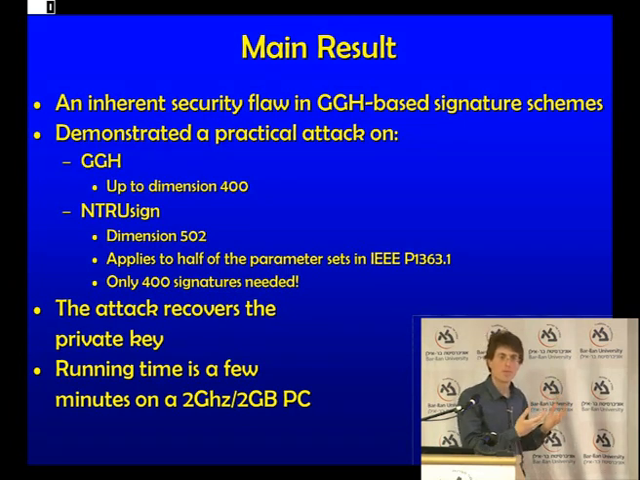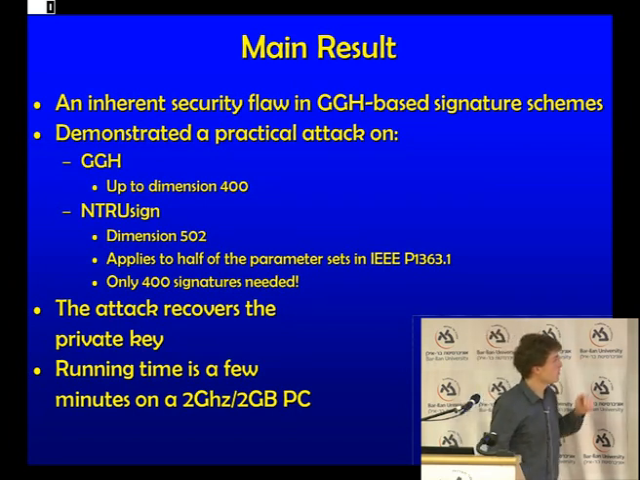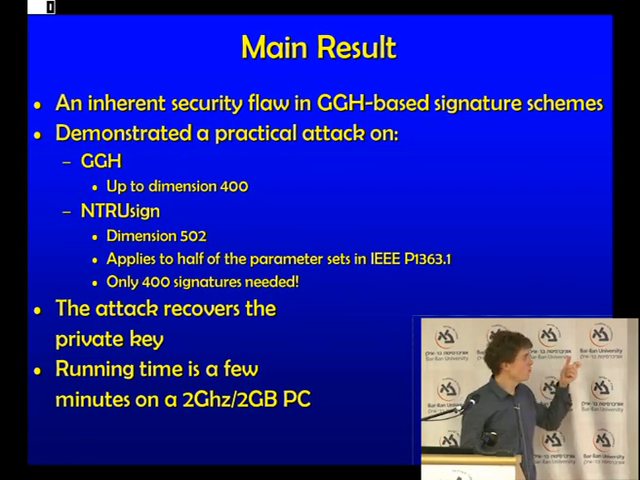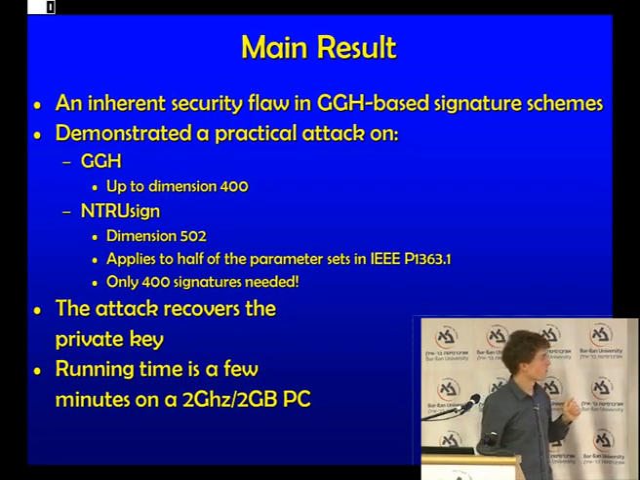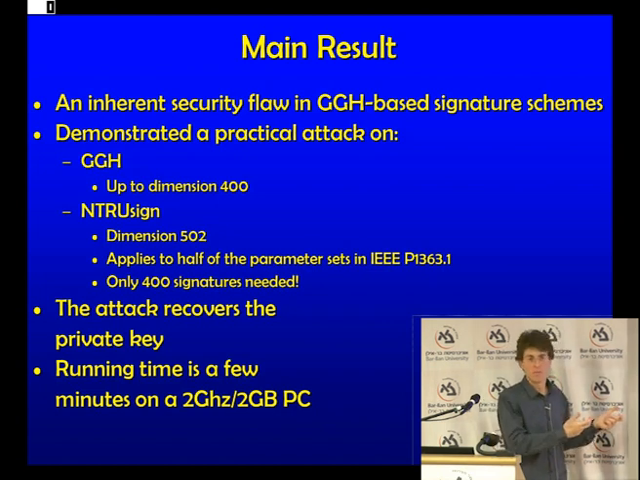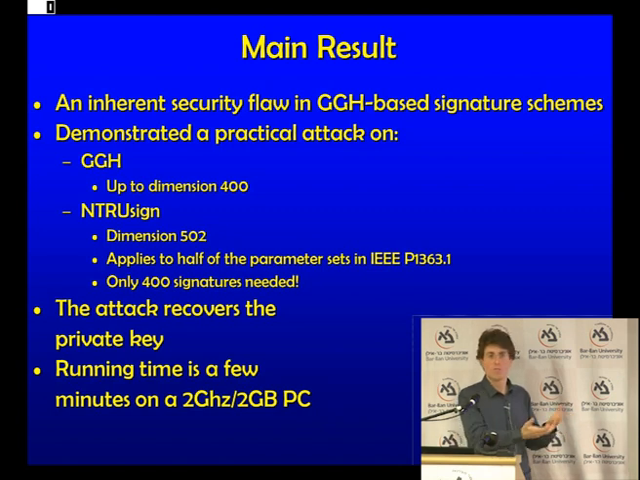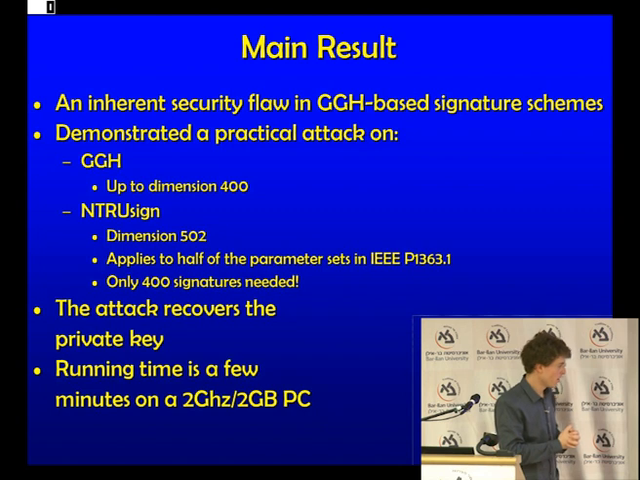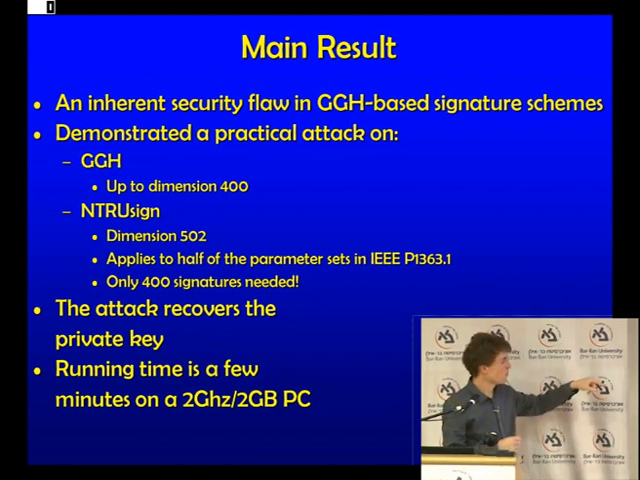But it mainly serves, again, to show you how important it is to have some security proof. You want to have some guarantees on your signature scheme or in general in a cryptographic construction. And what we did, we actually did some experiments. We managed to attack GGH in high dimensions, dimension 400, and also attacked NTRU sign, dimension 502. We thought it would take a long time and need lots of processors, but actually it was amazingly fast. It took a few seconds, and we managed to recover the private key using only 400 signatures. The way the attack works, you'll see in a minute, is you get a bunch of signatures, and you manage to extract the private key from those signatures. Depending on the parameters it takes just a few minutes, but it was really very fast to find the private key.